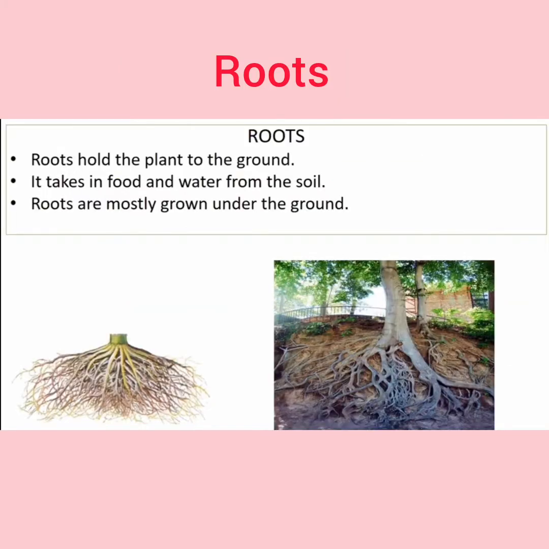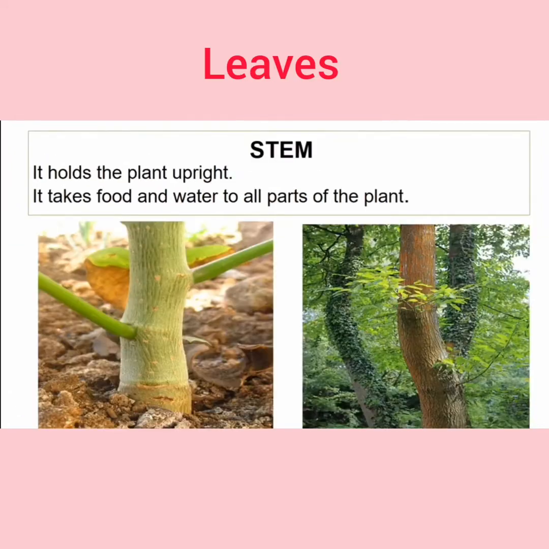Roots hold the plant to the ground. It takes in food and water from the soil. Roots are mostly grown under the ground. Stem, it holds the plant upright. It takes food and water to all the parts of the plant.